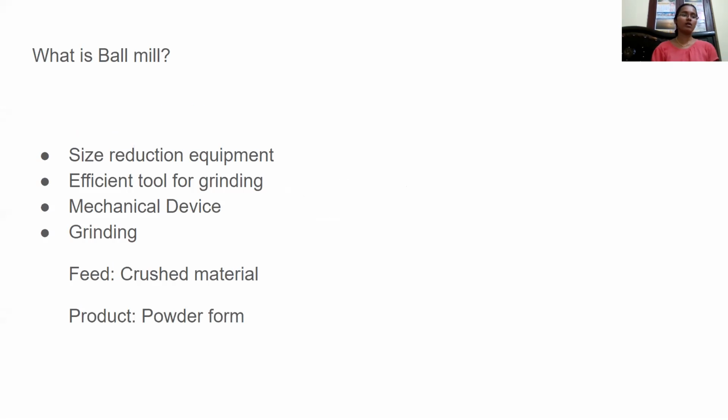What is a ball mill? A ball mill is a mechanical size reduction equipment which performs grinding operation. The feed to the ball mill is the crushed material that is obtained from the crushers, and the product from the ball mill is of the powder form.